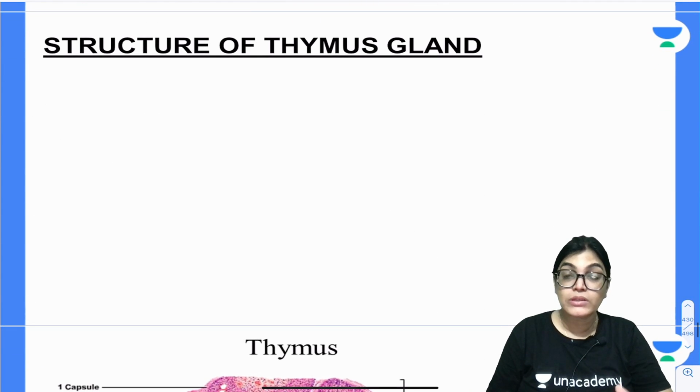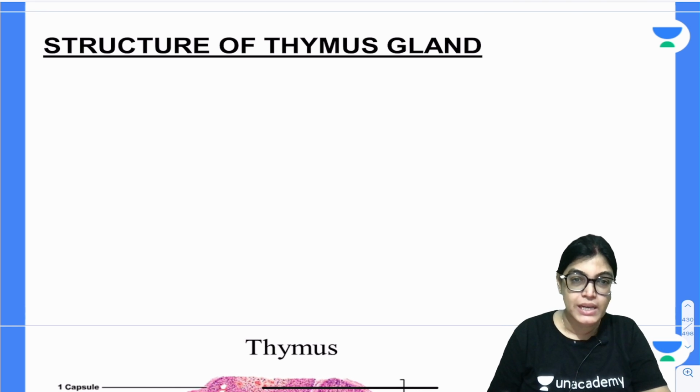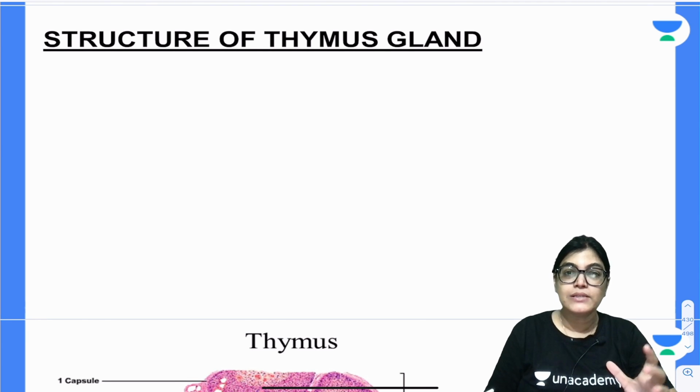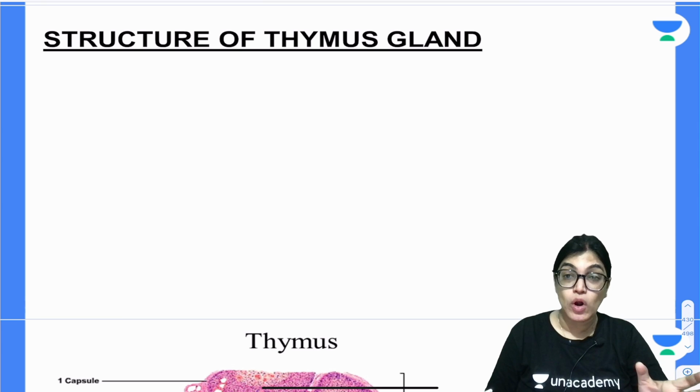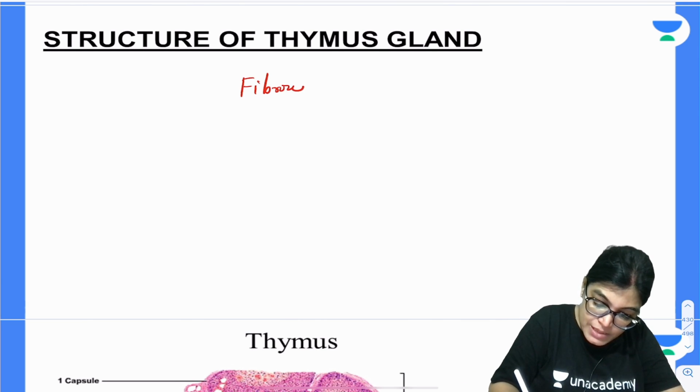Now, let's talk about the histology. We are concerned about the histological aspect only. When I am talking about thymus gland histology, it is made of cortex and medulla. So the major structures in the thymus gland are the cortex and medulla. There is a covering that is called the fibrous capsule, the outermost covering.